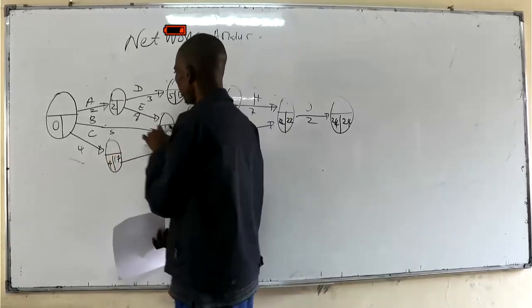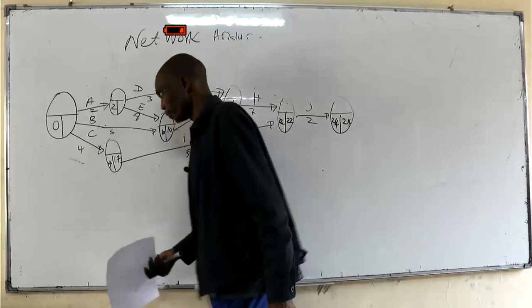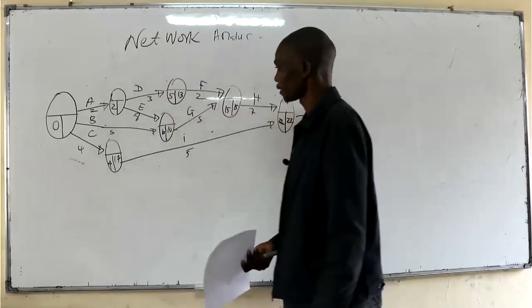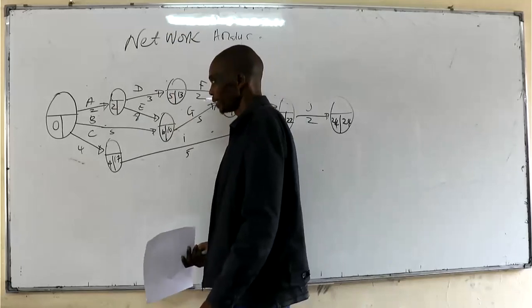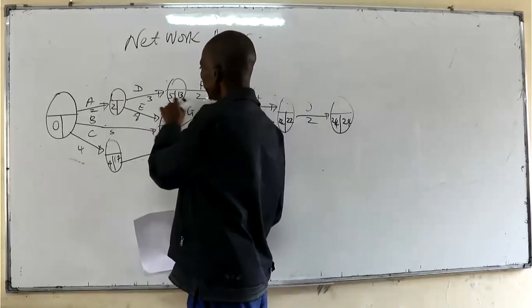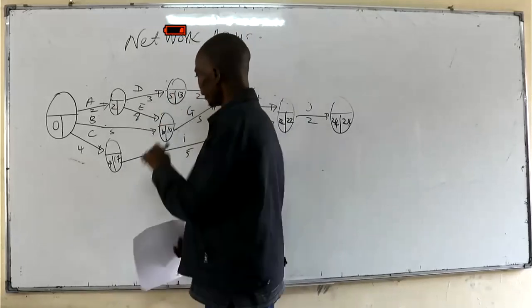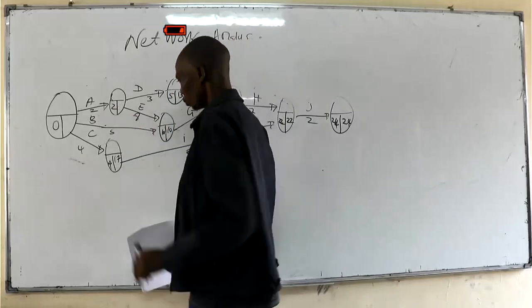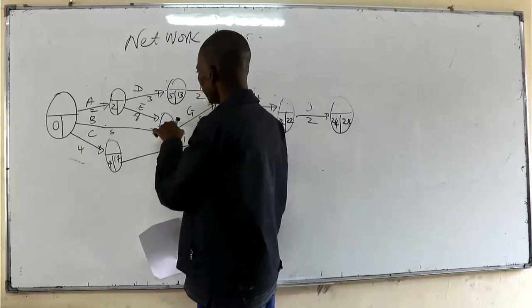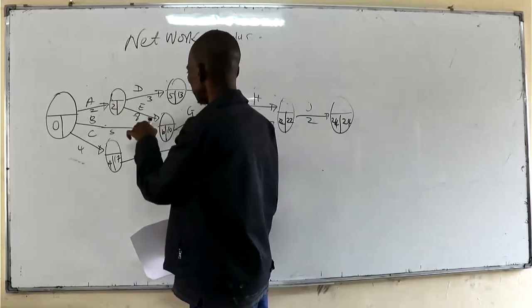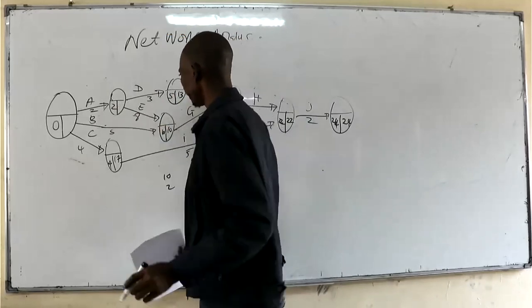Then we have here a point of convergence. At that point of convergence, since it is a backward pass, you evaluate all those paths and then you take the least. So in this particular case, 13 minus 3 is 10. 10 minus 8 is 2. So this was 13, that was 10, and this was 10 minus 8, which is 2. So with 2 and 10, we take the least, which is 2.